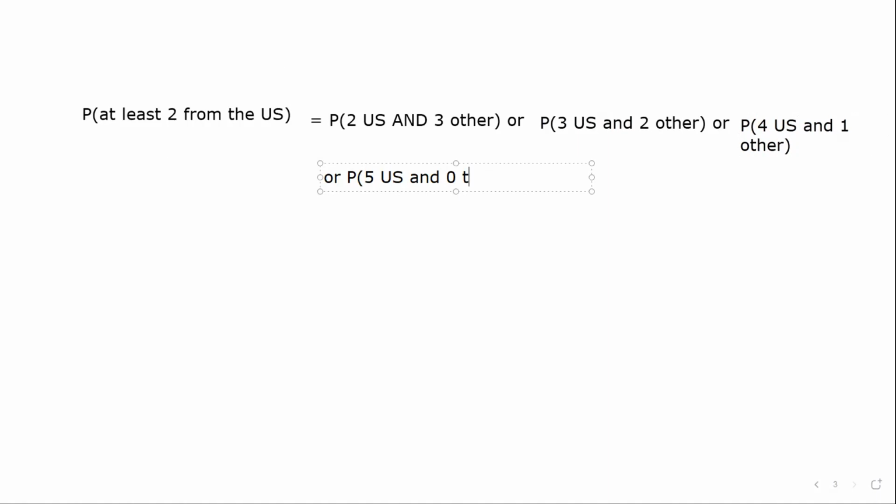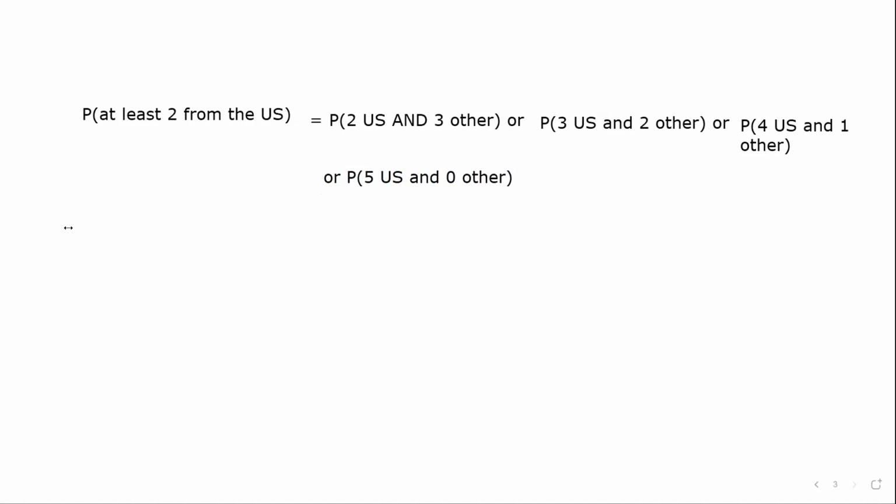Okay, now that's a lot of probabilities to add up. You could add up all of those fractions and it wouldn't be awful, but it would be a little bit of work. Or you could subtract from 1 and use the probability of none from the US and 1 from the US. But which way do you want to do it, this way, or do you want to use the complement? The complement. You want to use the complement?